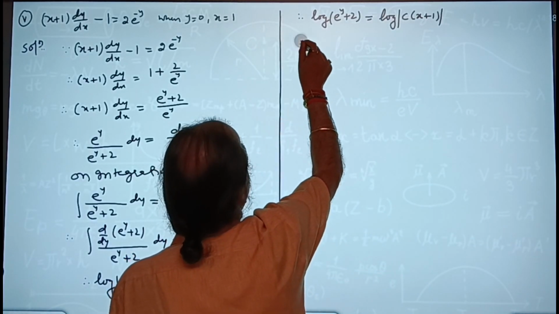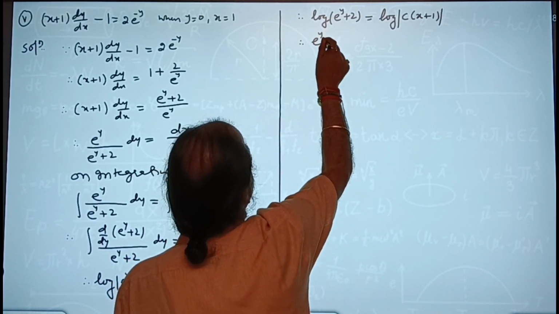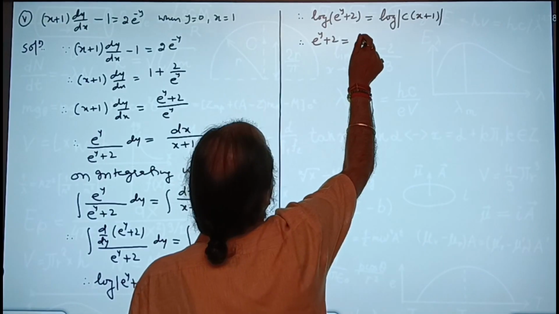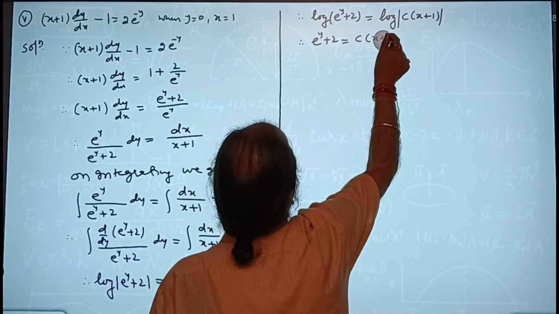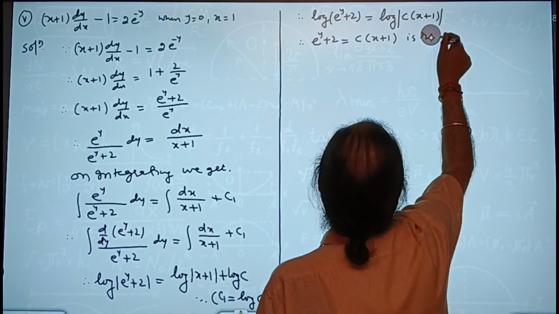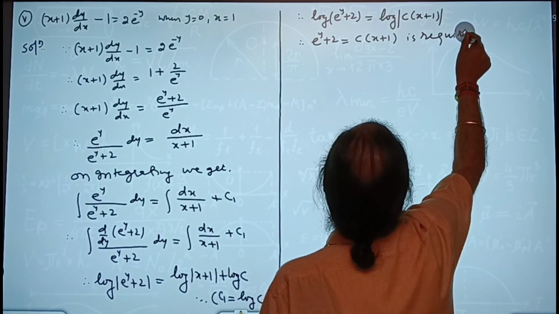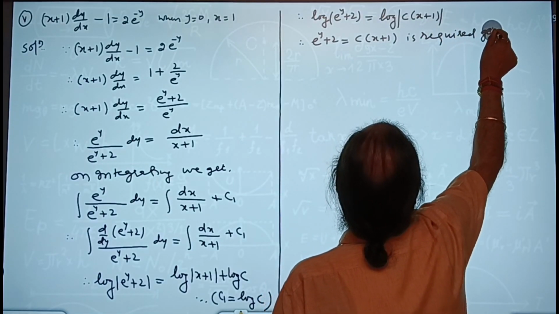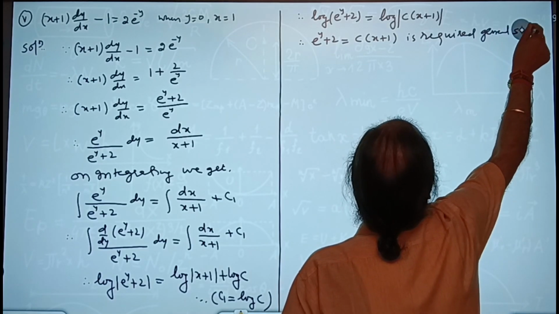Therefore, e raised to y plus 2 is equal to c into x plus 1 is the required general solution.